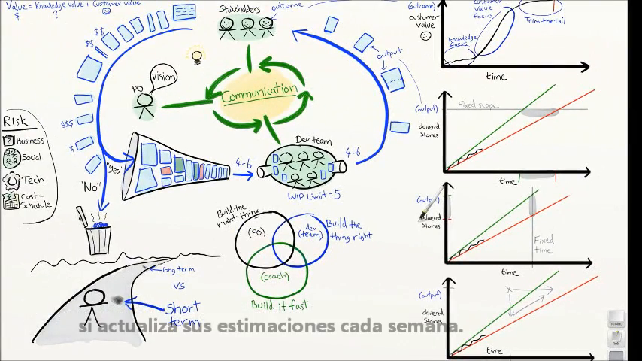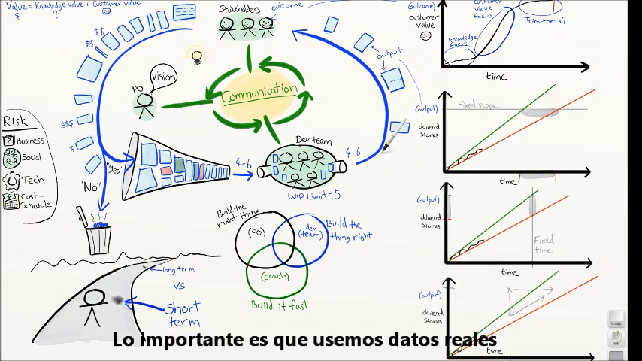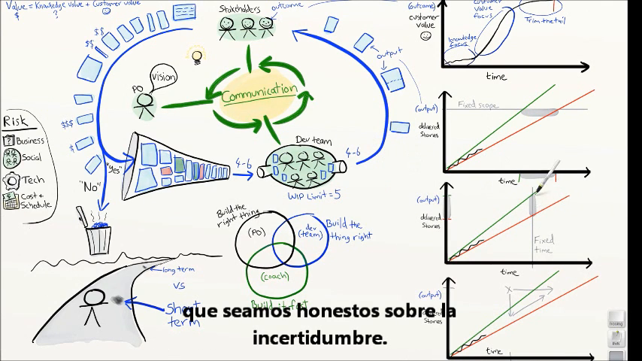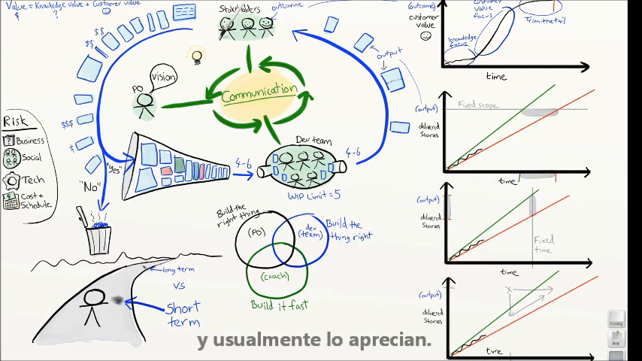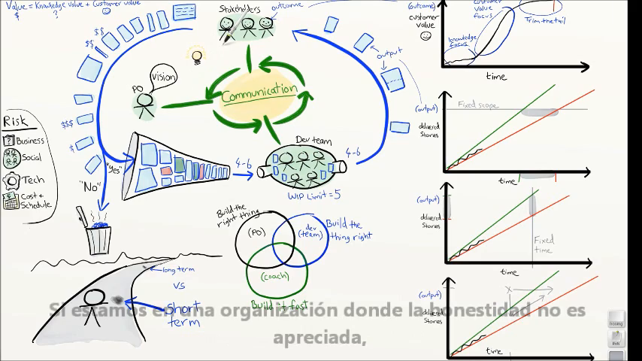These calculations are pretty simple to do, so Pat updates the forecast every week. The important thing here is that we are using real data to make the forecast, and that we are being honest about uncertainty. I said no lying, right? So this is a very honest way of communicating with stakeholders, and they usually appreciate that a lot. If your organization doesn't like truth and honesty, it probably won't like Agile.